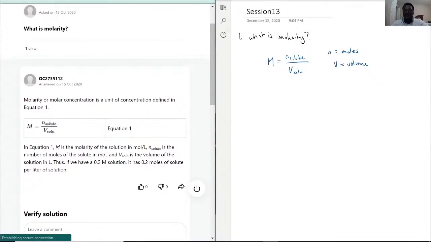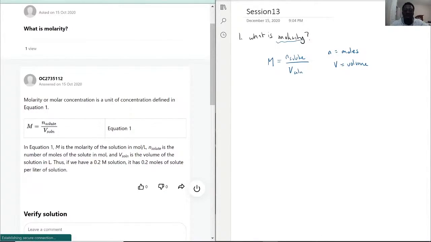Now the thing you have to remember here is that n would be the moles, V would be the volume, okay? This is a lowercase n to signify the moles and an uppercase V typically to signify the volume. Now that is what they mean by molarity in terms of units. What does that mean for a solution?